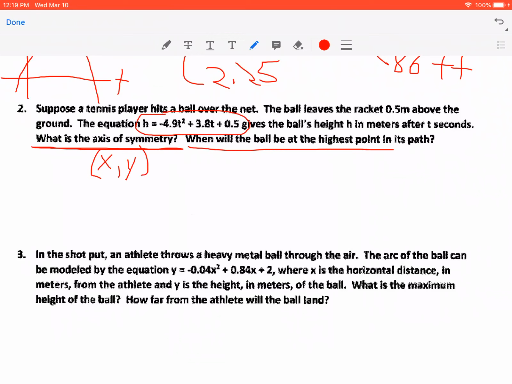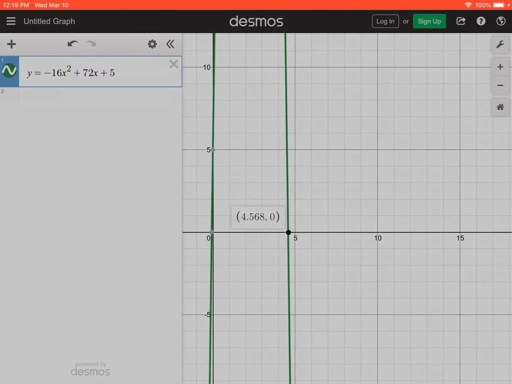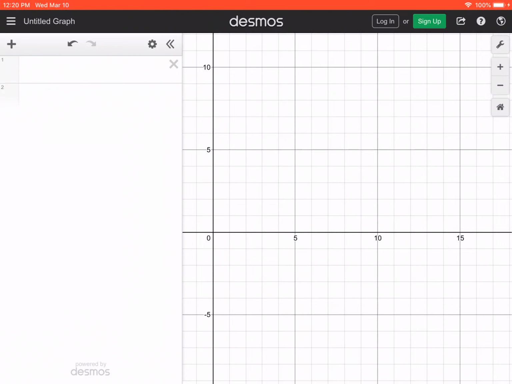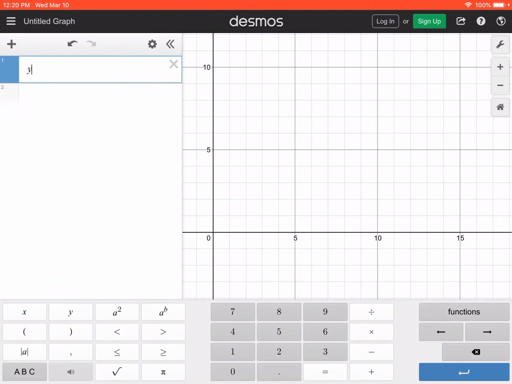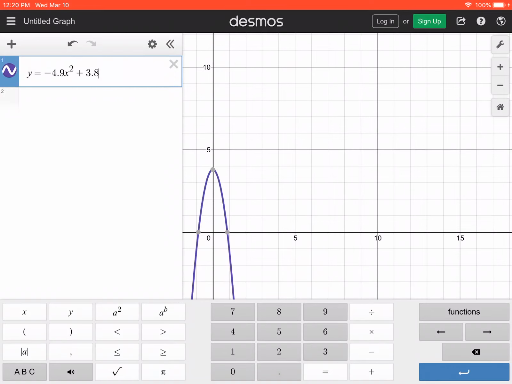When will the ball be at the highest point in its path? Okay, so we're also looking for the actual highest point here. So that'll be the y. Okay, so same thing. I'm just going to go and graph it real quick. So I'm going to go to Desmos. This one's not going to be that far off the ground. So same thing. I'm going to hit y equals, and it's negative 4.9 x squared plus 3.8 x plus 0.5. And there it is right there.